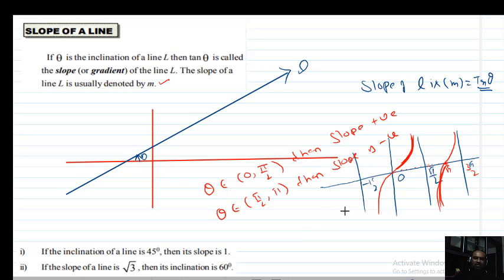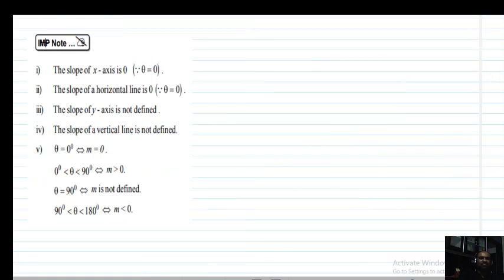One more thing is, if the inclination of a line is 45 degree, then its slope is 1. If the slope of the line is root 3, slope is given, then I can say inclination is 60 degree. Here inclination is given, I can say slope is 1, and the reverse. Next important thing, students: slope of x axis is 0 because inclination is 0. Slope of a horizontal line is 0, means slope of the x axis or slope of any line parallel to the x axis is 0, because the angle is 0 degree only, tan 0 is 0 only.